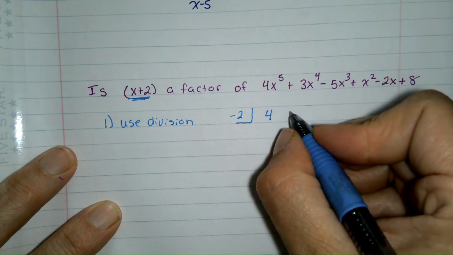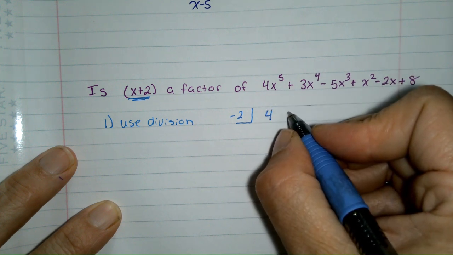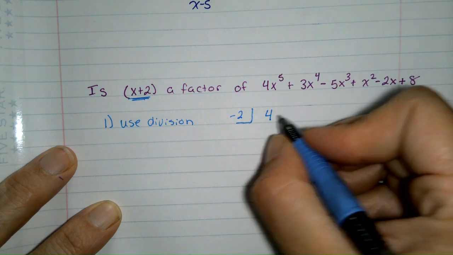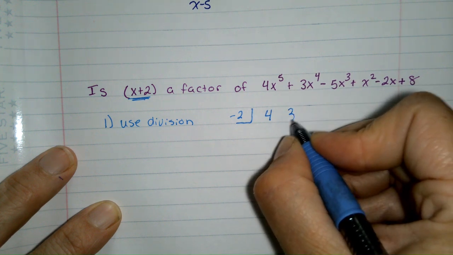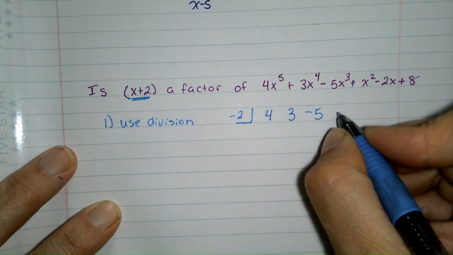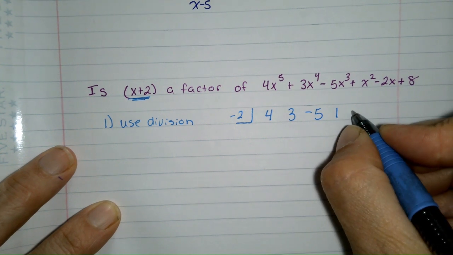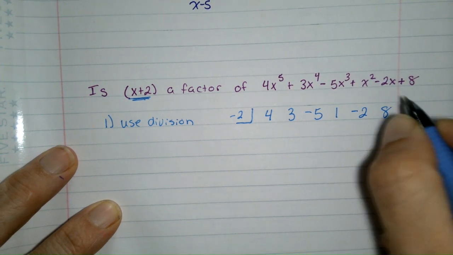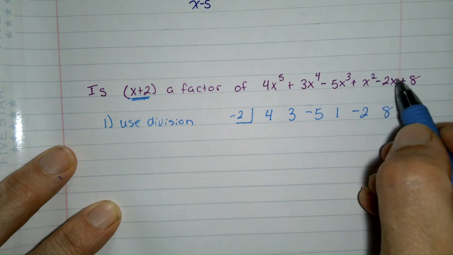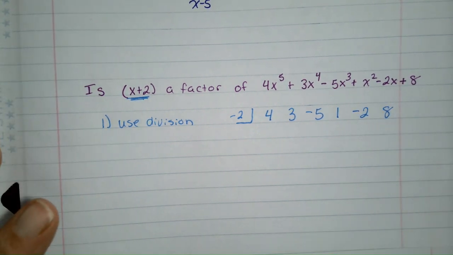There's the quintic. To the 5th power, to the 4th power, to the 3rd power, to the 2nd power, to the 1st power, and then our constant. So 5, 4, 3, 2, 1. Okay, they did not skip any.